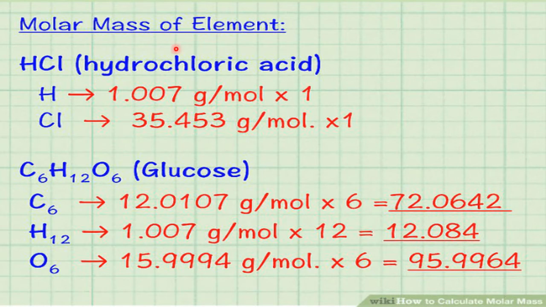Now, to calculate the molar mass, we require the atomic mass of hydrogen and chlorine respectively here. In the same way, to calculate the molecular mass of glucose, we require the atomic mass of carbon, hydrogen and oxygen. So you can use the previous slide to calculate the molecular mass of hydrochloric acid and the molecular mass of what? Glucose.